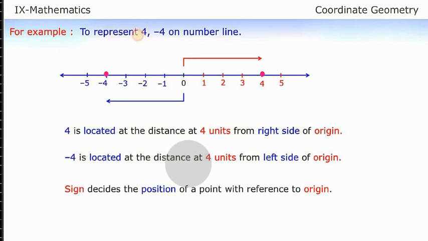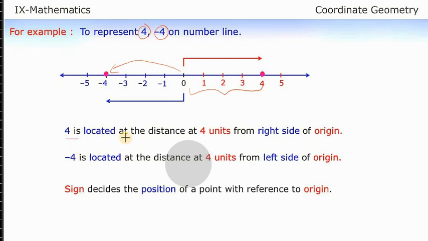Now we have to represent 4 and minus 4. How can we represent these two numbers? We can represent 4 towards the right side of the origin, at a distance of 4 units from the origin. The same thing for the negative number. For the negative number, that is minus 4, we can represent it on the left side of the origin, at a distance of 4 units from the origin towards the left-hand side.